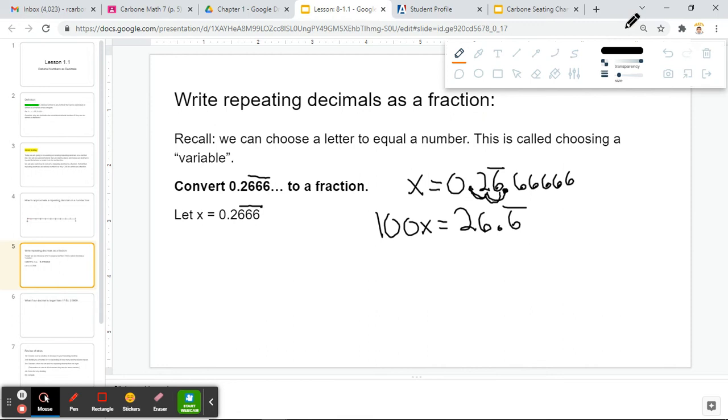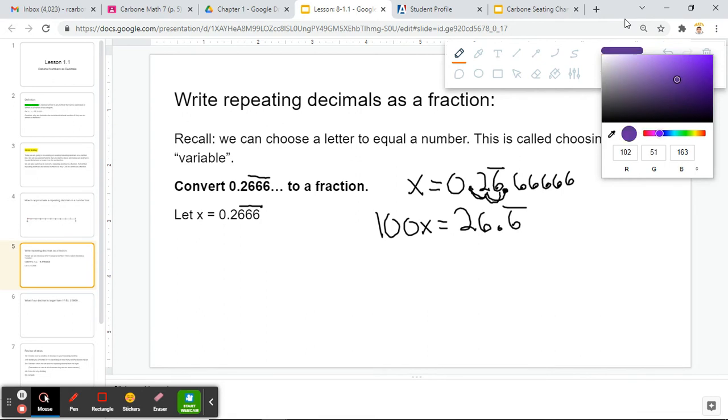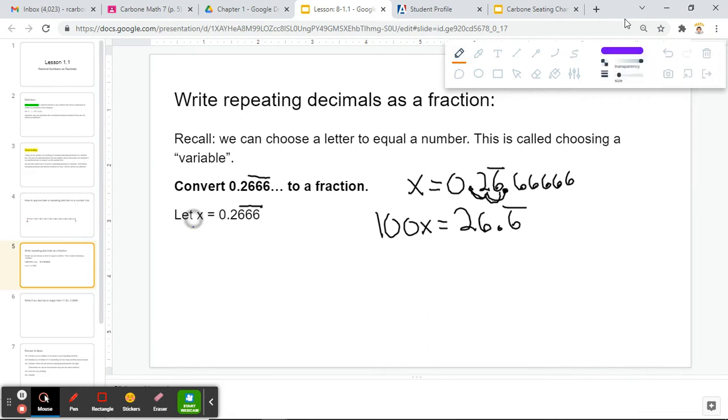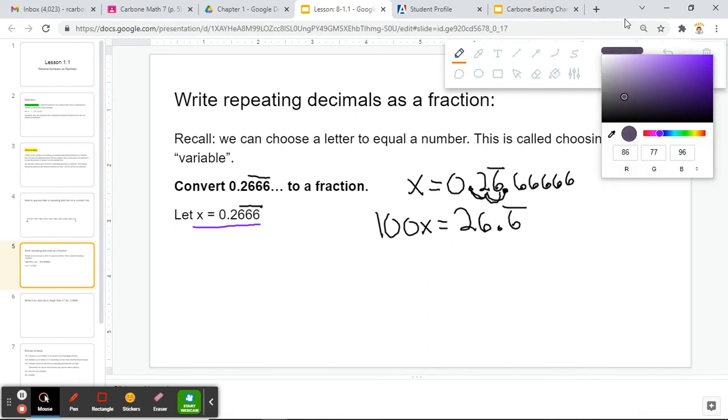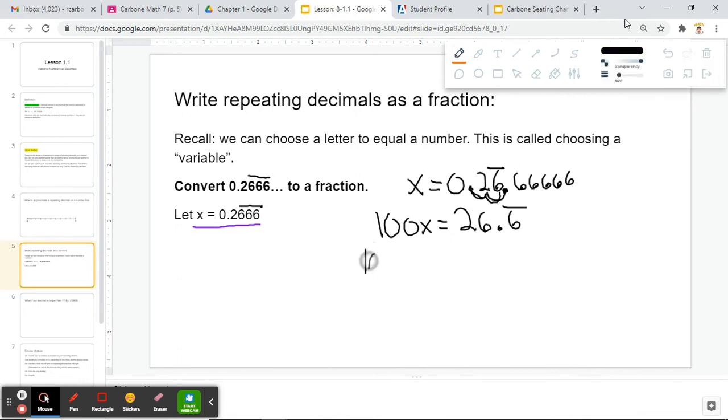Okay, so the next thing we want to do is get rid of this repeating decimal here. And the way we're going to do that is we are going to subtract x from both sides. Remember, x was equal to 0.26 repeating, right? So when we subtract x from both sides, we could subtract an x from the left because we have like terms there, and we could subtract the 0.26 repeating from the right side.